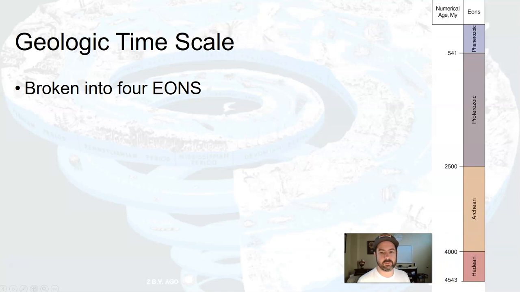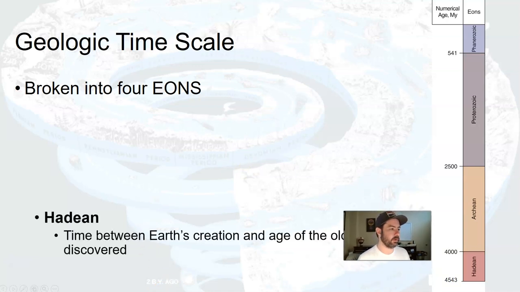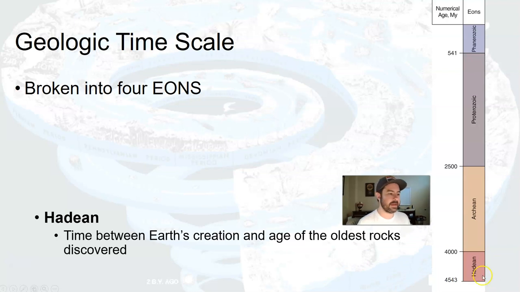So all of Earth's history has been broken down into 4 eons. It's the biggest chunk. In the Hadean eon, this is the time between Earth's creation and the age of the oldest rocks discovered. So we don't have any rock evidence. We know it was a molten ball, so either rocks were melted and recycled, or if rocks formed due to plate tectonics, they got recycled back into the mantle.